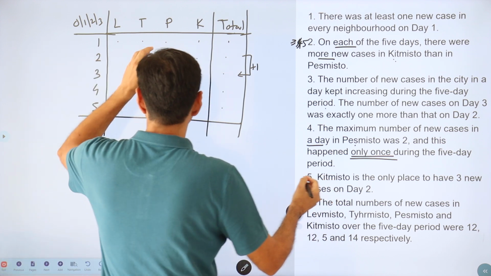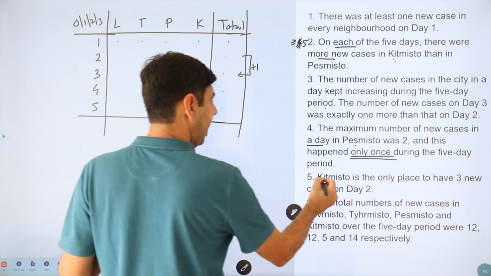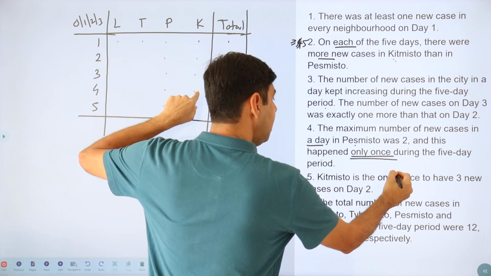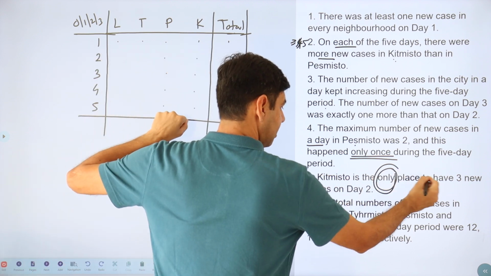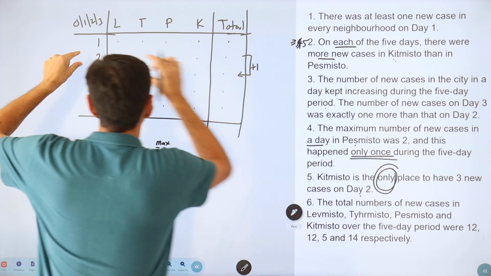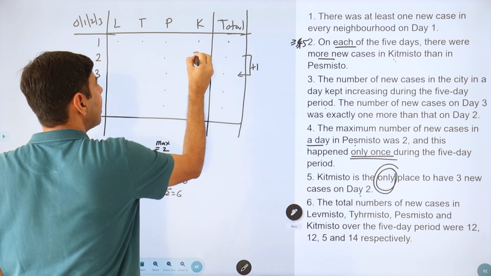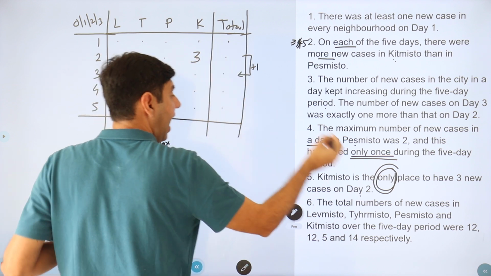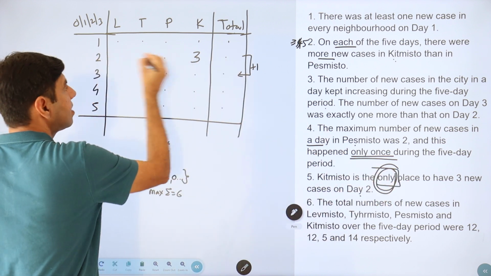So next done. So 2, 1, 1, 1, K. That is, this is the only place. Now you can't miss out words like this to have 3 cases on day 2. Day 2 K 3. So finally 1 absolute number. And this only means there's no other 3 here.